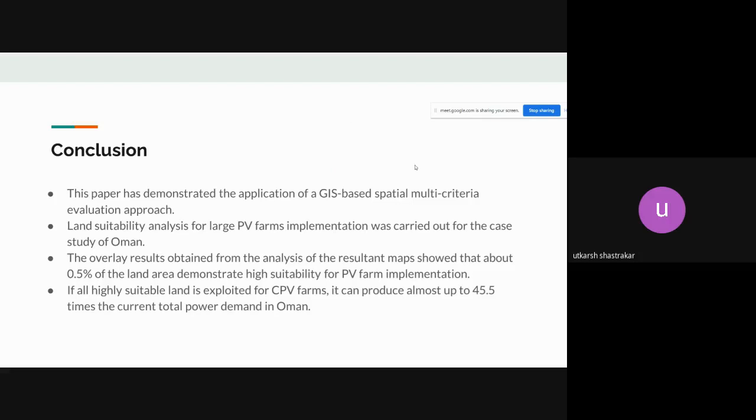Then at the end, they have concluded that Oman, being a tropical country in the Mediterranean region which receives very high solar radiation, can be utilized to generate electricity, and the 0.5% of the land area actually demonstrates the ideal suitability for PV farm implementation. It is seen that if the entire suitable land available in Oman is utilized for, say, PV farms, then they can actually generate 45 times the actual demand in Oman.